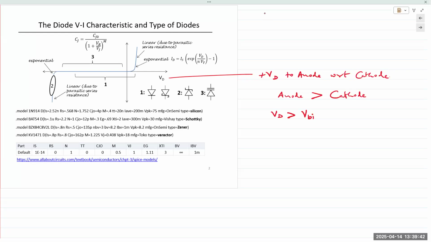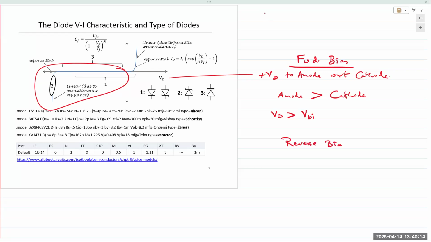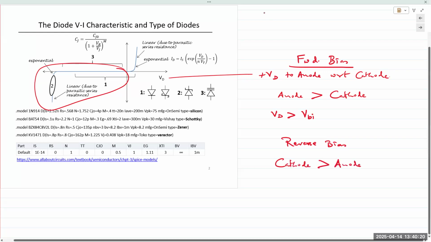So that's forward bias. In reverse bias, the exact opposite happens. We are now working in the reverse mode of operation. So the anode is held at a lower potential versus the cathode. Okay, so in this case, the cathode is at a higher potential. So this is forward bias. And in reverse bias, the cathode is at a higher potential than the anode. Essentially, the diode is off.